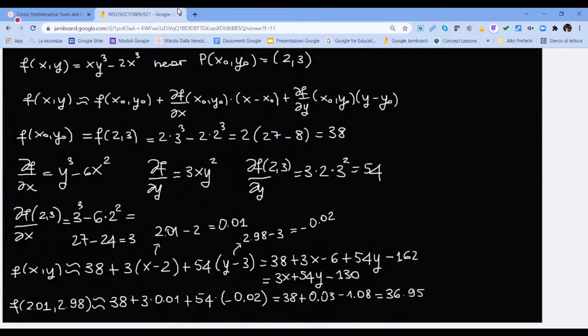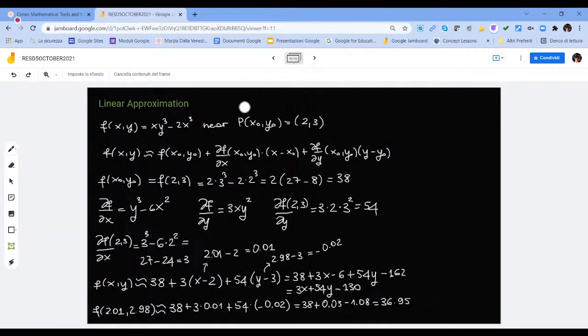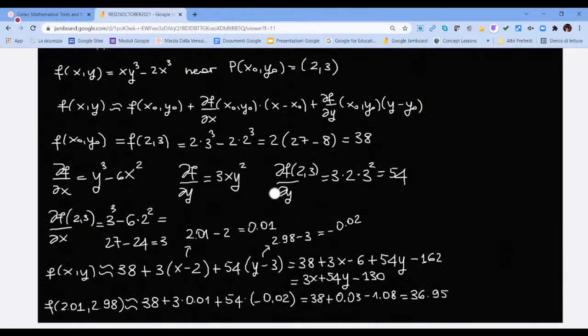Let's do another computation. Yes, please. Excuse me, but the values 2.01 and 2.98 are some value. It's given. It's something that is made up, that is very near the point (2, 3). Okay, but it's given by the exercise? Yes, of course. Okay, thank you.